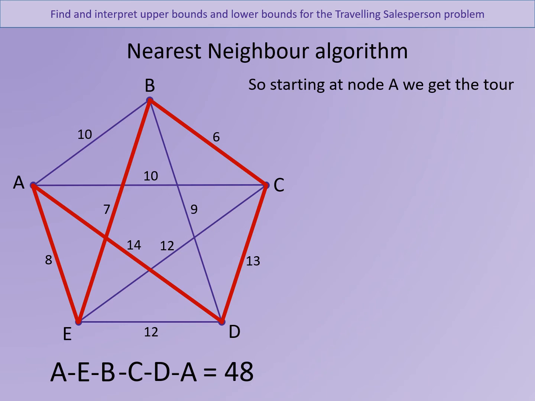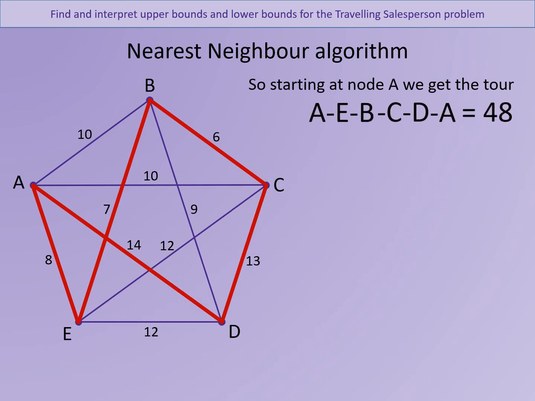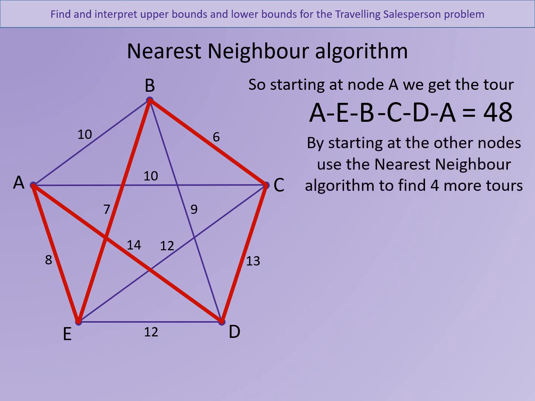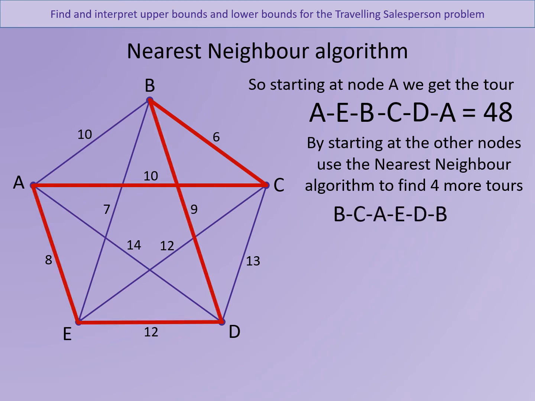Having started from node A, we have this tour, A, E, B, C, D, A, with a weight of 48. We can now repeat the nearest neighbour algorithm, starting at the other nodes, to see if we get a different answer. Starting from B, choosing the shortest arc each time before returning to the start, the nearest neighbour algorithm gives us the tour B, C, A, E, D, B. That has a weight of 45. So already that is a better upper bound than the one we previously had.